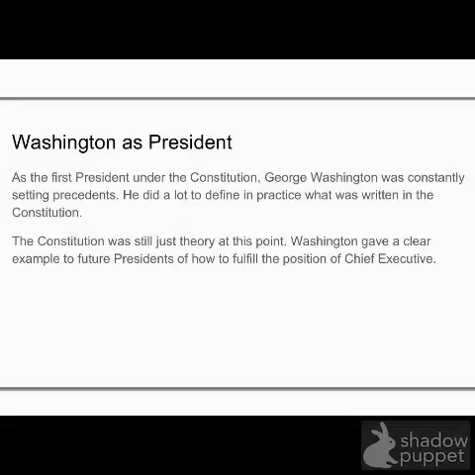Still difficult to say after all these weeks. Washington is the precedent president, and everything he does is new to the country. These are things that have never been done before, so he's setting an example of how the president should act as chief executive.